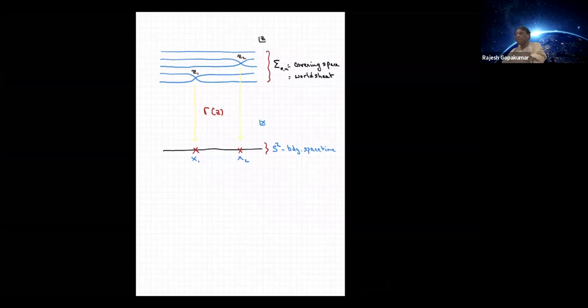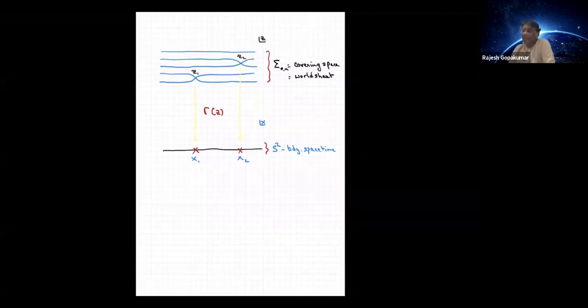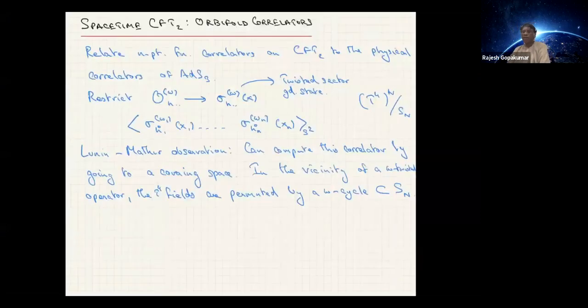But at the moment, the Lunin-Mathur construction was purely a geometric one, like the replica trick, of lifting things to this covering space and doing the computation there, which is much easier because now the fields are single valued on this covering space, except that it might be a multi-sheeted cover. Therefore, in general there will be a complicated covering map corresponding to a branched cover like this.